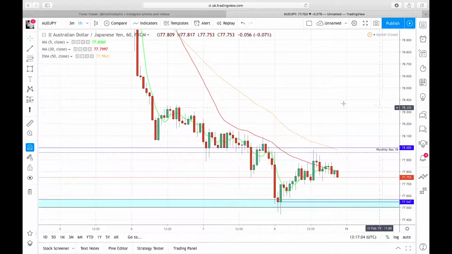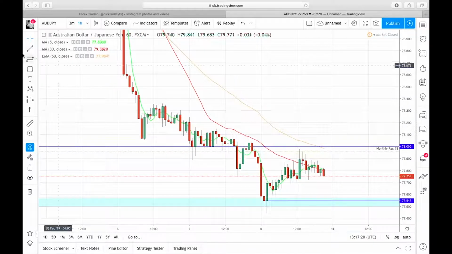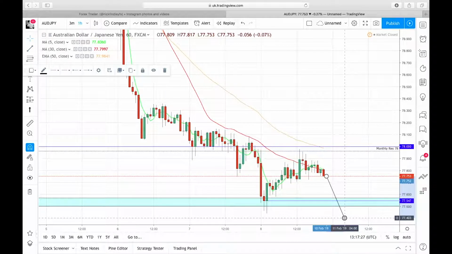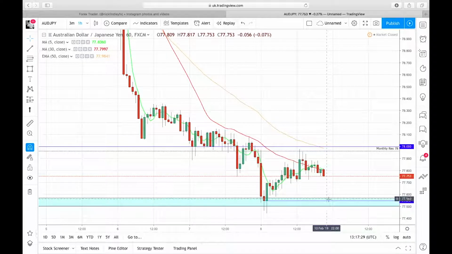We consolidated around the region of 78. We formed a lower high just above 78. We collapsed, made new lows, and it looks now that we're forming a new lower high. So again, following bearish trend structure, we should make new lows. However, if we fall into this region here and fail to surpass 77,547, and instead we fail to make new lows, we dive down, we might reject this, have a few wick rejections down below this support area here.